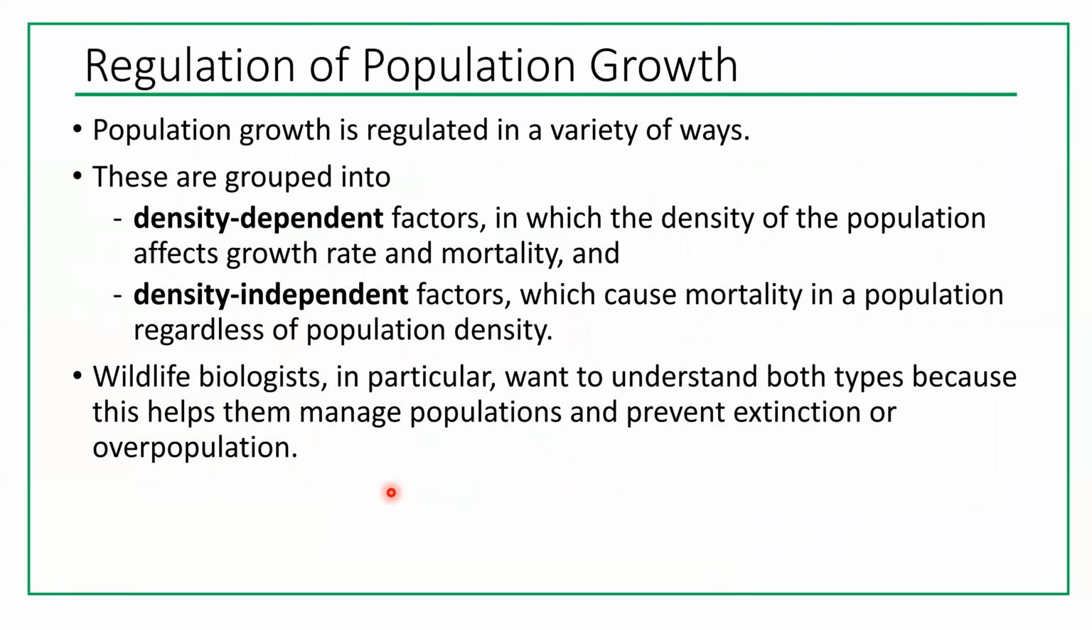Now, what are those factors that limit the size of the population? There are actually two groups of factors: density-dependent factors and density-independent factors. Density-dependent factors are those in which how big the population is, the density of the population, affects the growth rate and mortality. And density-independent factors cause mortality in the population regardless of population density.